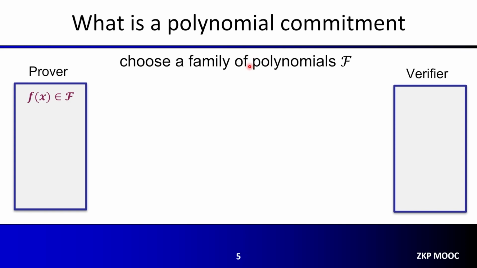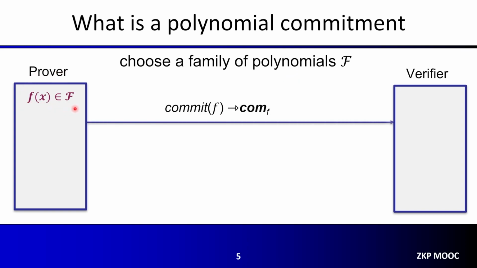It is again a protocol between a prover and a verifier for a family of polynomials. For example, univariate polynomials with degree less than or equal to d. And the prover has this polynomial in the family. And without sending it directly to the verifier, the prover can commit to this polynomial through a polynomial commitment.